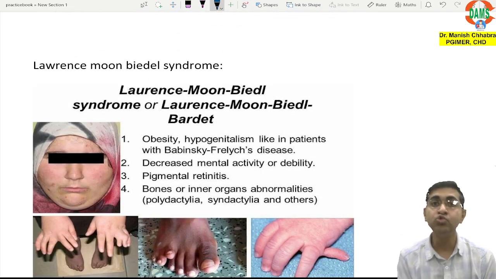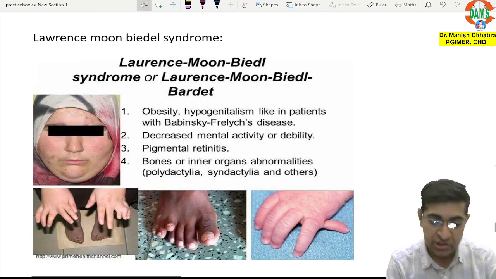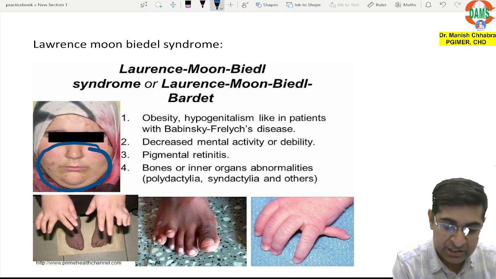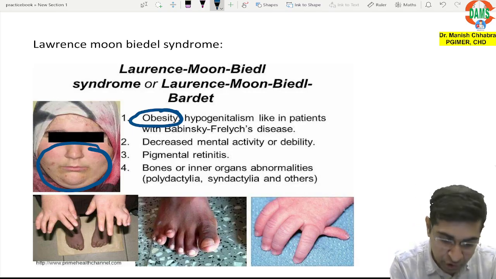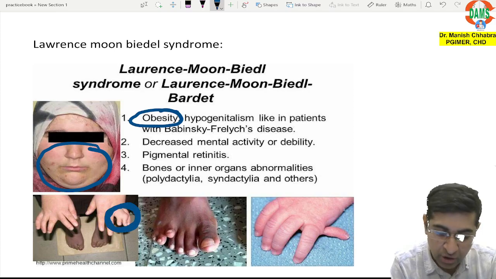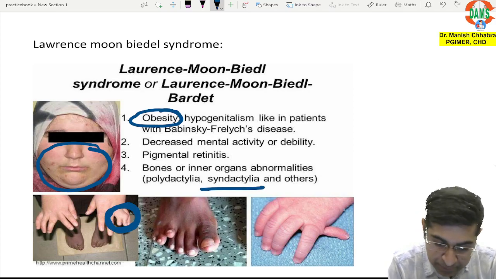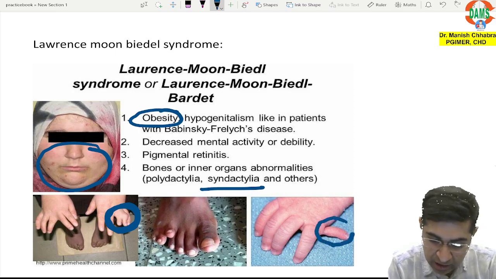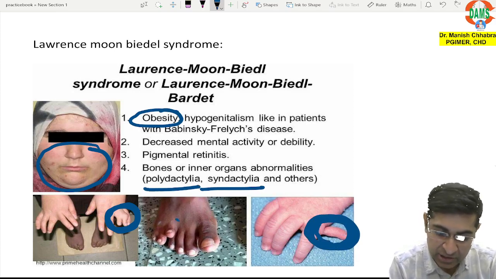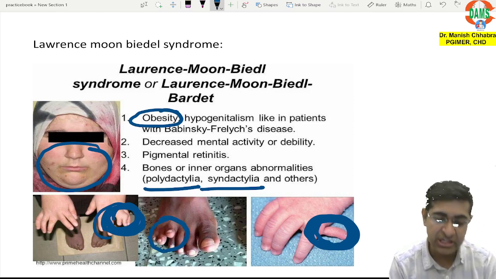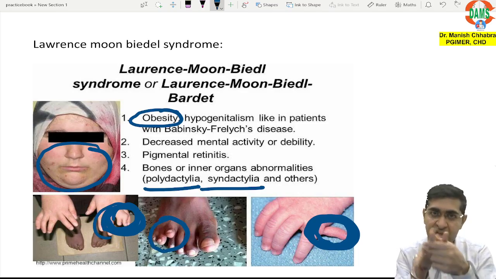Now coming over to another disease. Yes, Laurence-Moon-Biedl or Bardet-Biedl. So here obesity is there, which may be associated with hypogenitalism. Here, what do you see? Can you appreciate the fusion of the fingers? So this is your syndactyly. Can you appreciate the extra finger that you see here? So this is your polydactyly, and this is also your polydactyly. Yes, and this is also polydactyly as well as syndactyly. Syndactyly means fusion of the fingers.